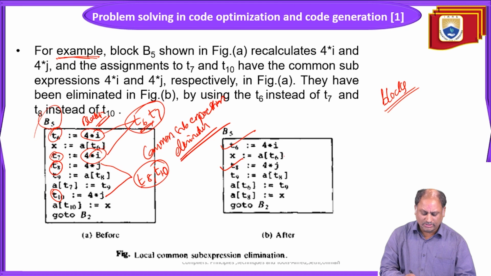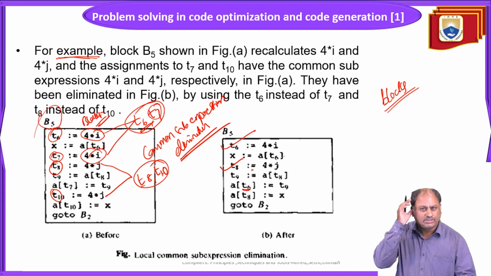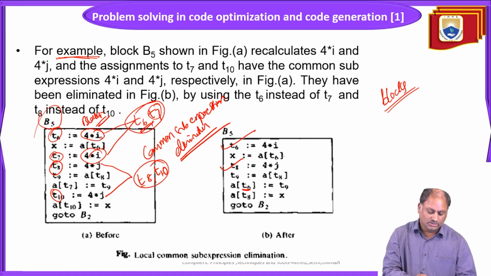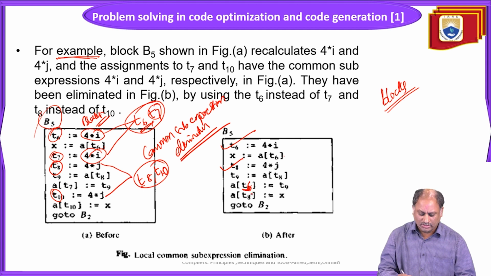Where T7 appears, we remove T7, and we can write the computation as T6, so that the T6 computation gives the same result as the computation for T7. That's why for the 4 star I computation, T6 has to be written instead of T7, and T8 is also written instead of T10. So these computations are to be performed. That is the elimination done in this case from B6, same block.